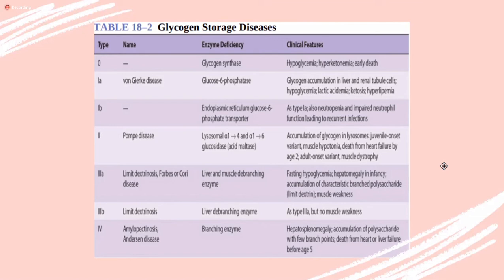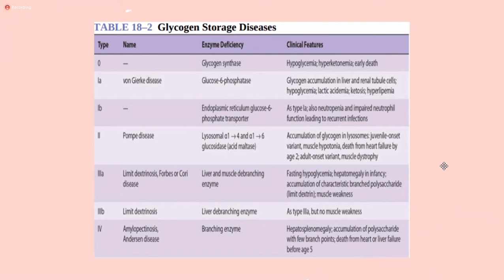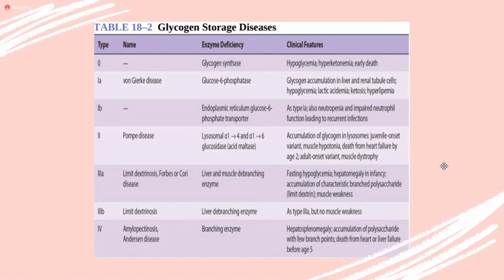No? There's muscle weakness. Okay. Then we have Limit dextrinosis, where it is only the liver debranching enzyme. So it is similar to the one on top, Forbes or Cori, but there is no muscle weakness because it does not affect the muscle. It's only the liver enzyme.